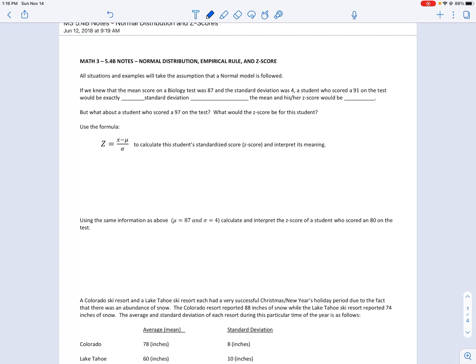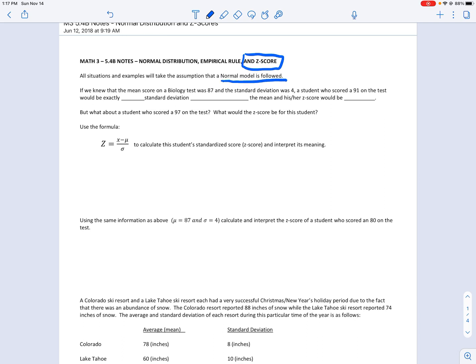Welcome. Today we are going over 5.4b notes. Again, normal distribution, empirical rule, and z-score. Today we're going to focus more on the z-score part. So all situations and examples we're going to assume are a normal model.